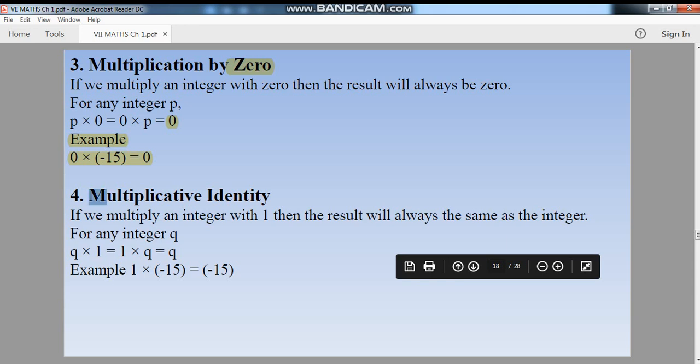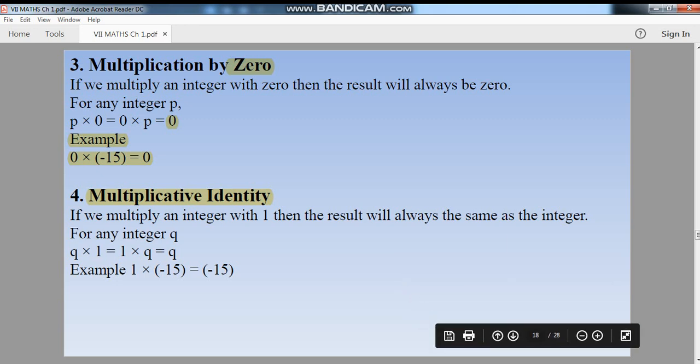Fourth is the multiplicative identity. Multiplicative identity, it means what? You have to multiply the integer in such a way that you will get the same integer itself. For that we have to always go for the multiplication with the number 1. If 1 into minus 15 is there, you will get the same answer, that is minus 15. Not negative 1, you have to go for the multiplication with only positive 1.